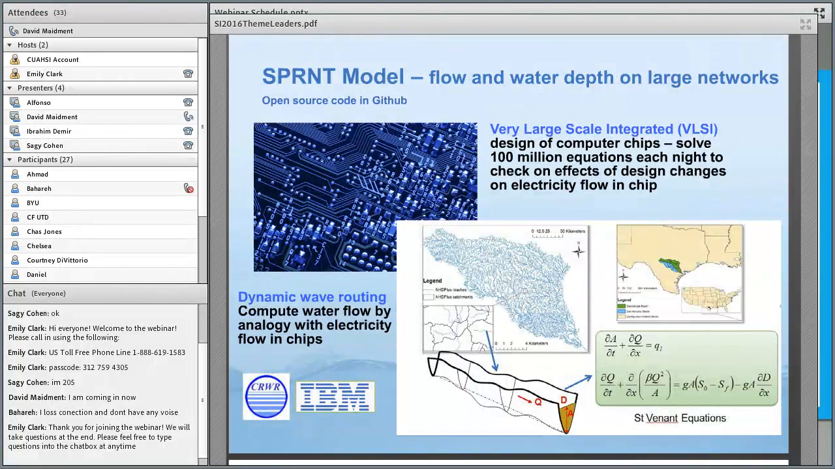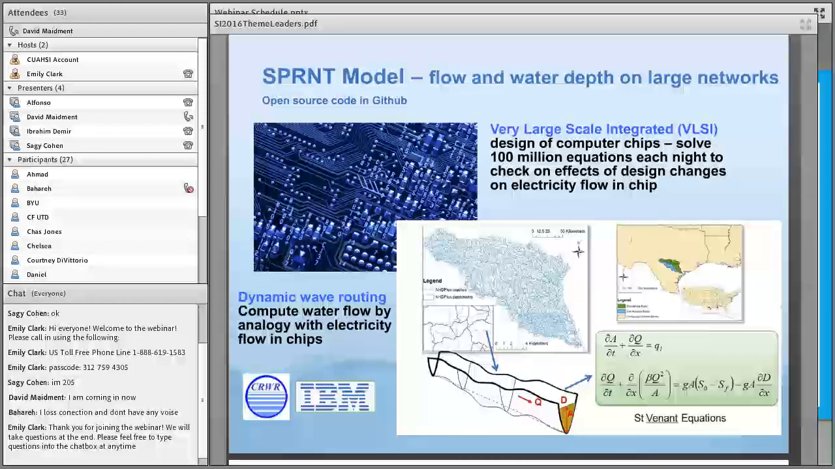Another thing that we've been working on here at the University of Texas is a model called SPRINT. This is the work of my colleague Ben Hodges and a researcher at IBM called Frank Liu. What they have done is to take the concepts of very large-scale integrated design of computer chips, where they solve 100 million equations every night to check on the effects of design changes on the chip to electricity flow and see if they've made some inadvertent changes. And they've developed a code from that for dynamic wave routing.